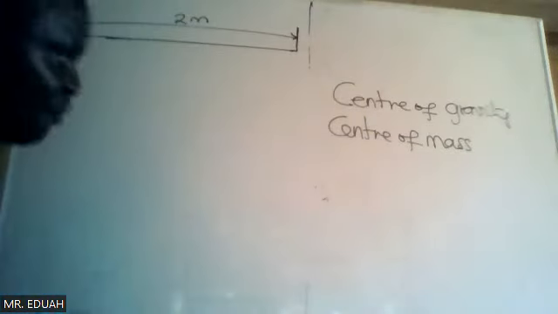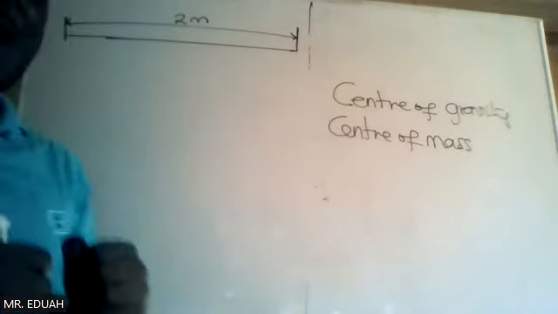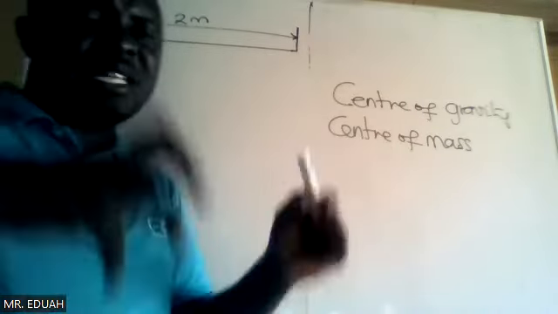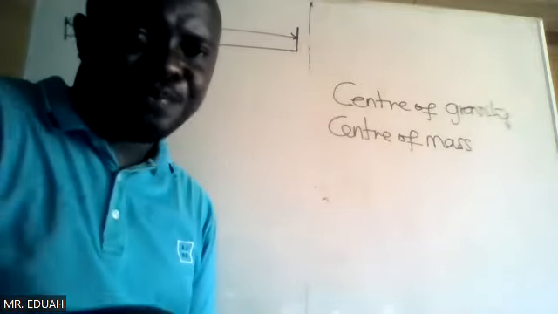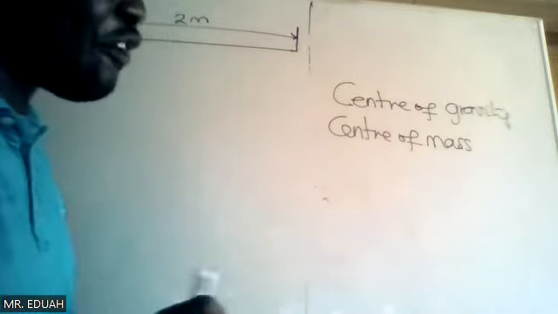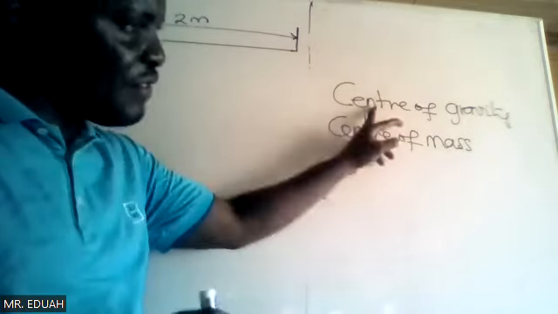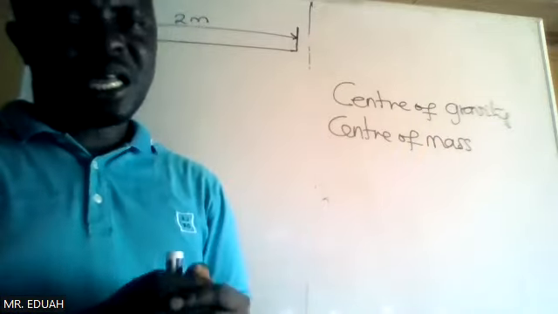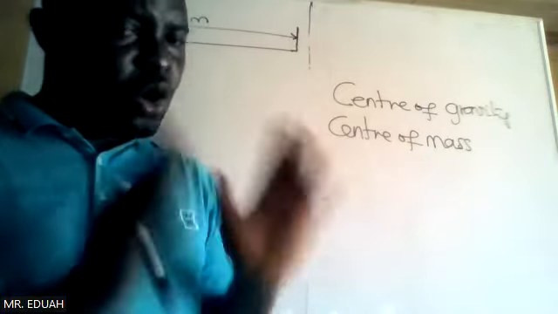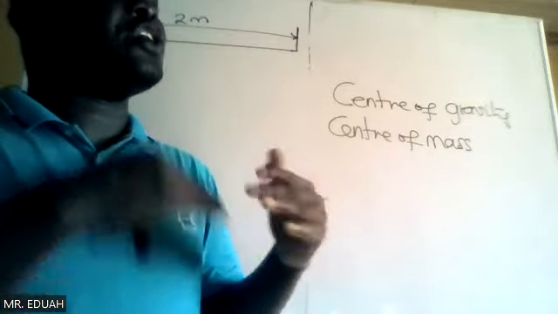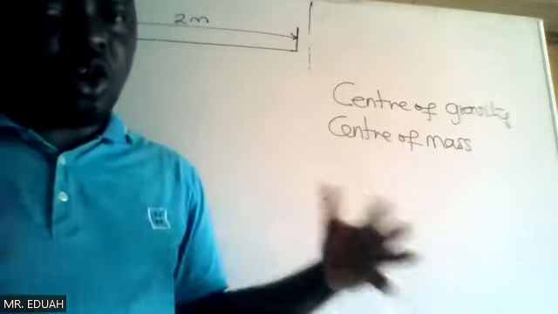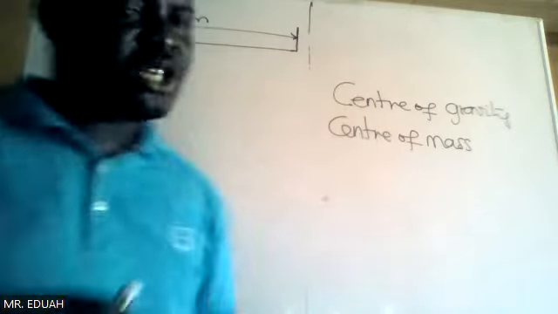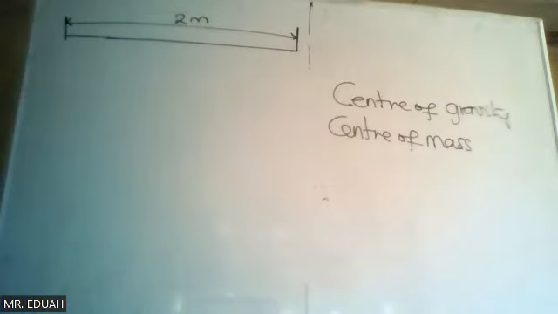So for a uniform beam, its center of gravity or center of mass, the center of mass of a body is a point where its total mass acts. And once it is a uniform beam, it would act at the midpoint or the center. Class, are we okay? So note the difference. For a uniform beam, once it's uniform, its center of gravity or center of mass would act at the center.